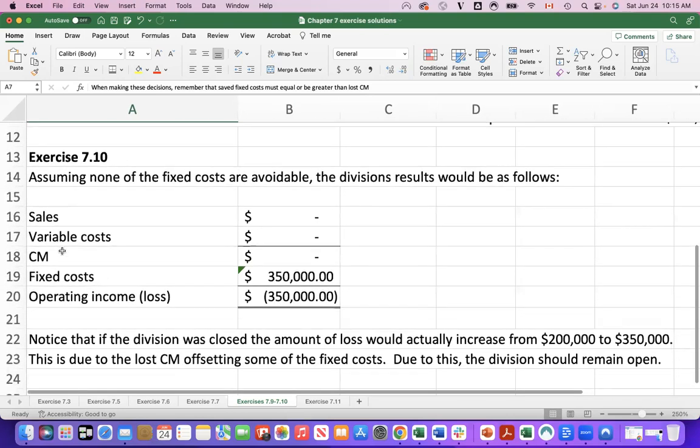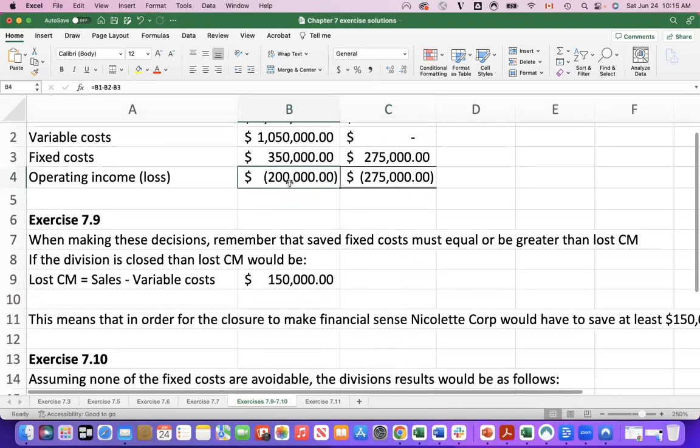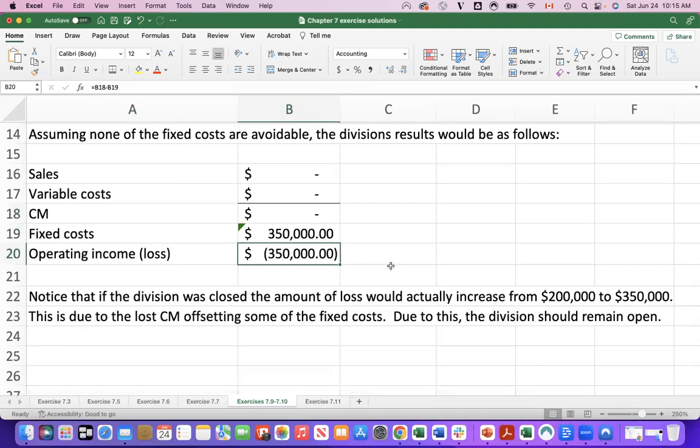Now, exercise 7-10 asks, assuming none of the fixed costs are avoidable, what would the operating income or loss be for this segment? Well, we close this segment. Sales are zero, makes sense. Variable costs are zero. Contribution margin is zero. And if none of the fixed costs are avoidable, that means we incur all 350,000 in fixed costs. That means instead of operating at a loss of 200,000 if we kept it open, we're now operating at a loss of 350,000. So we are worse off by doing so. Because of that, we should not eliminate this division.